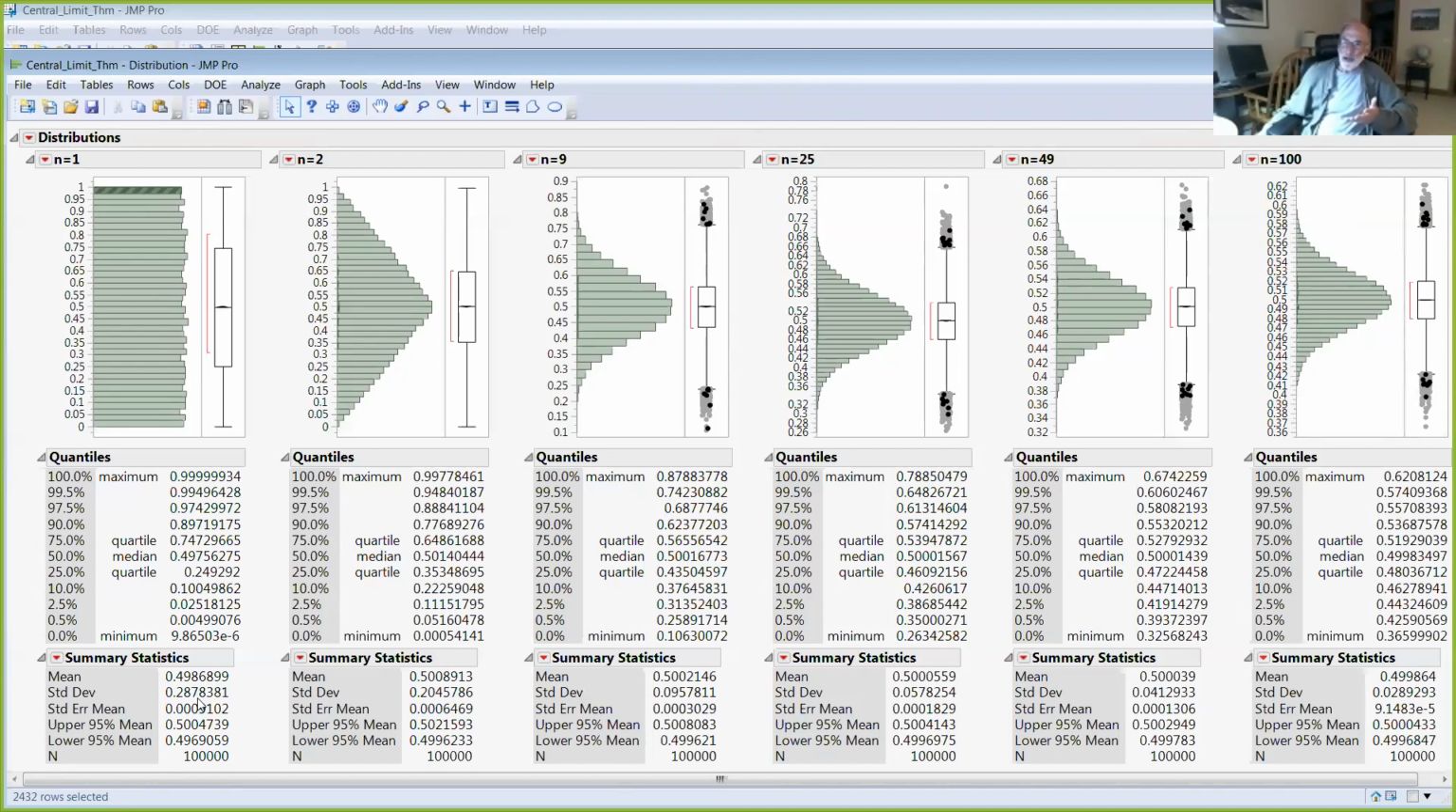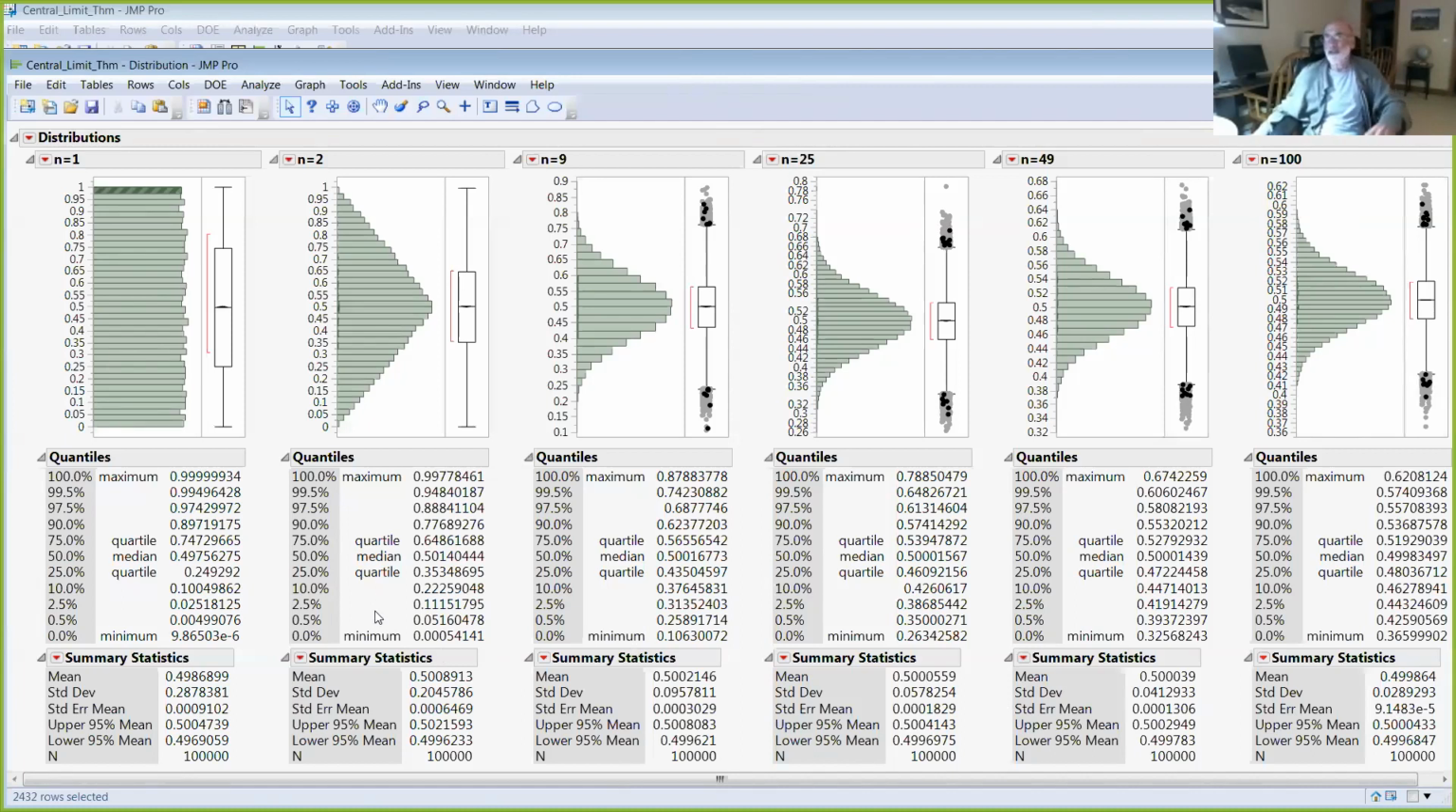0.288 divided by 5 is about 0.058. Yeah, 0.058, pretty close. Divided by 100, 0.288 divided by 10 would be 0.0288, 0.0289 here. So it looks extremely close to what the central limit theorem would say.